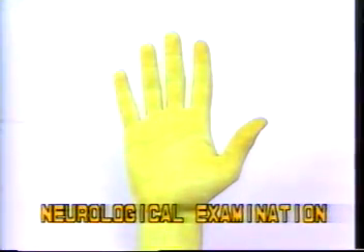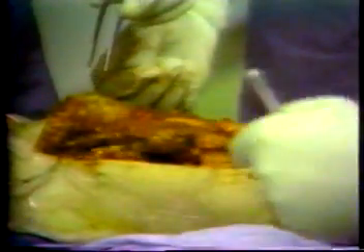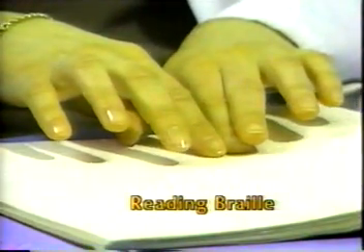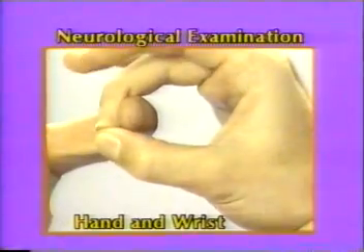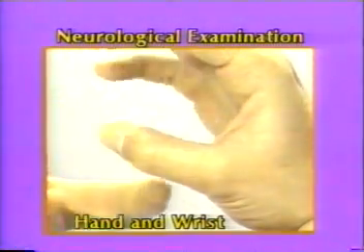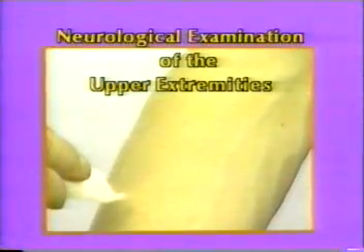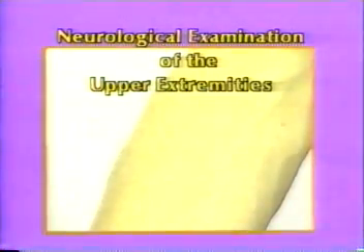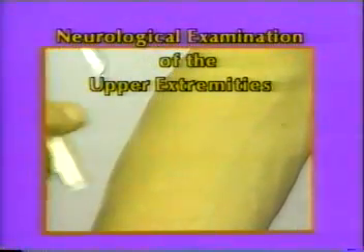Neurological examination. Because of the extreme importance of the hand in carrying out fine, delicate tasks, and also because it functions as a sensory organ, the detailed neurological examination of the hand and wrist region must be performed. The neurological examination of the more proximal upper extremity, as shown in the video program, the cervical spine and neurological examination of the upper extremities must also be performed.